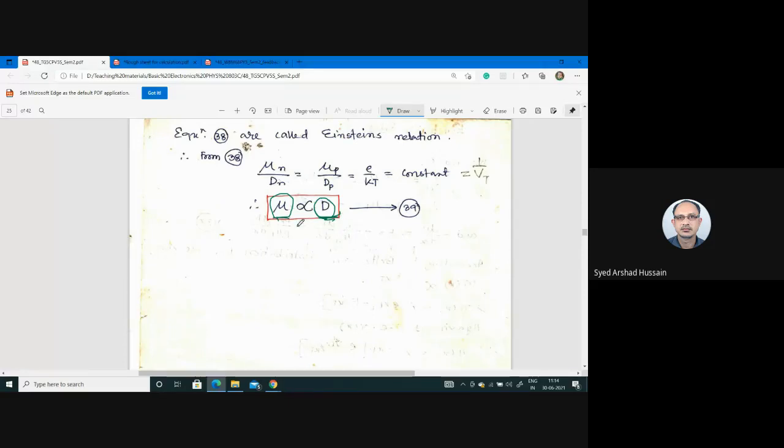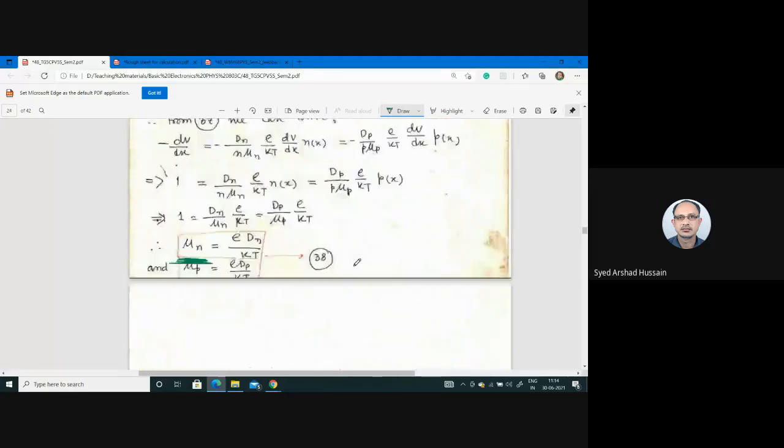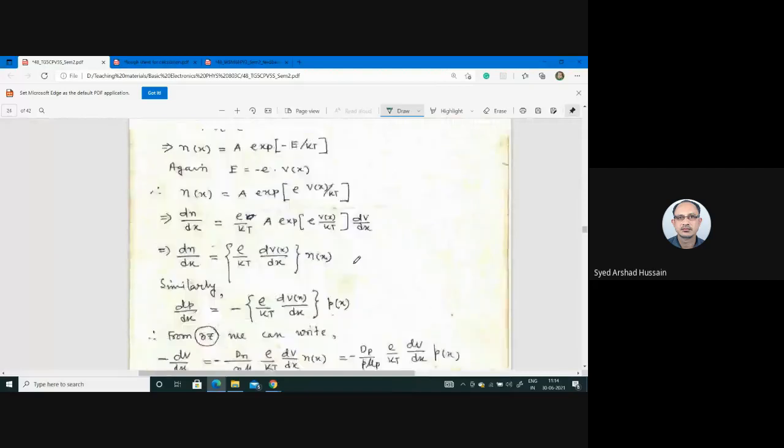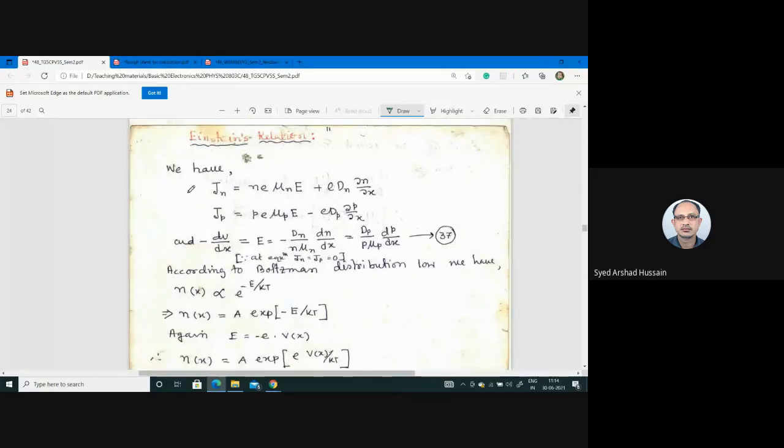Okay. So how do these two relate? So this is your Einstein's relation. Okay. So we have these expressions. Jn is the current density for n-type, that is electrons, because we have two types of carrier. One is electron, one is hole, p. So we have already seen this. This part is mainly due to conduction. This part is due to diffusion.